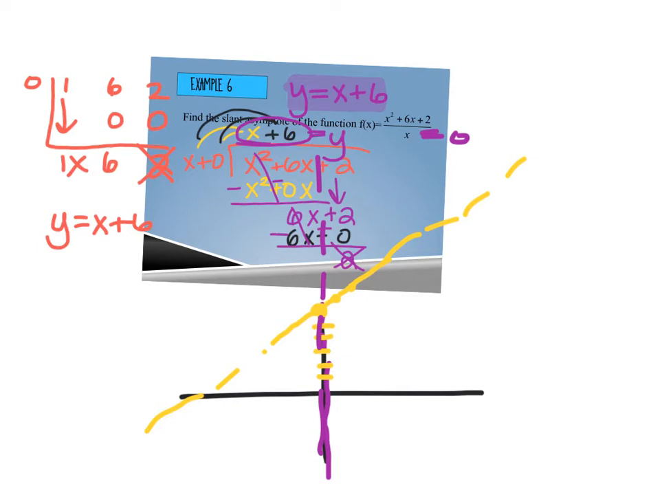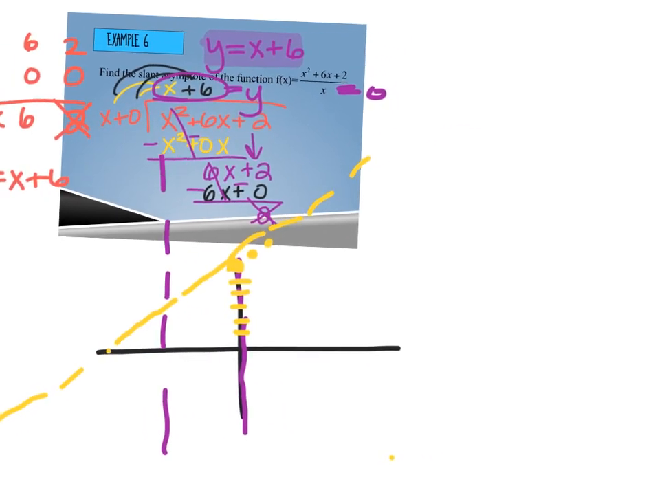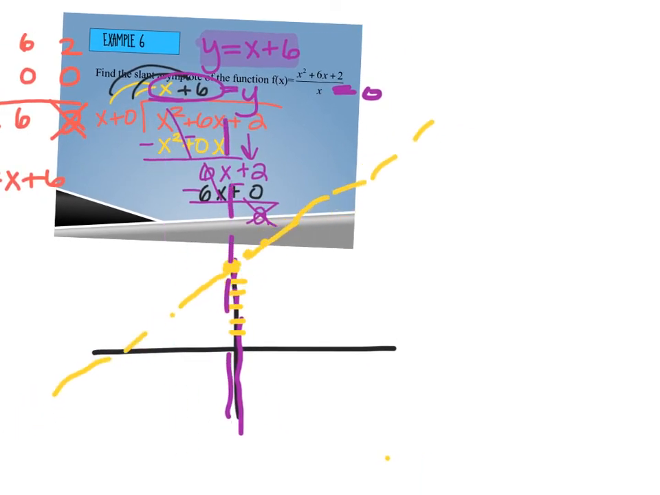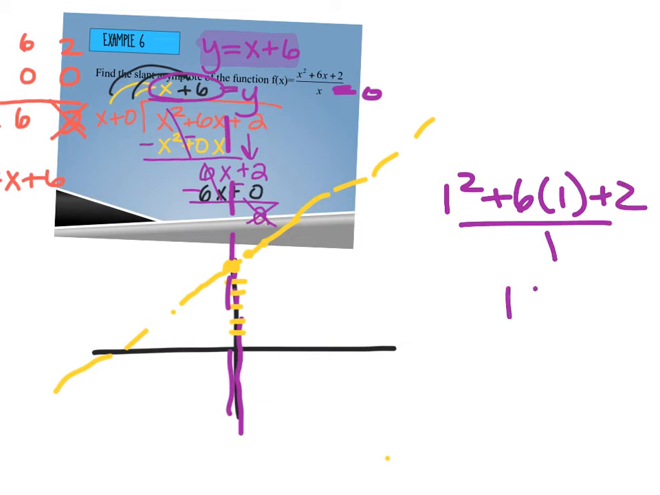Because this would have gotten ugly. You would have been approximating a square root because it's not factorable, right? But let's just say I keep going. Let's say I plug in 1. So I get 1 squared plus 6 times 1 plus 2 over 1, which is 9. So (1, 9) tells me it is above this point, which means it's going to be that curve.